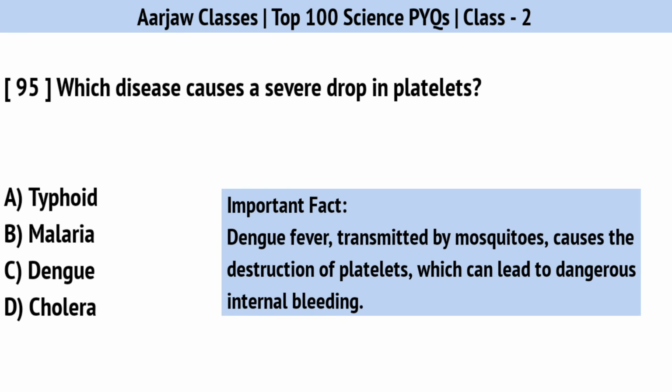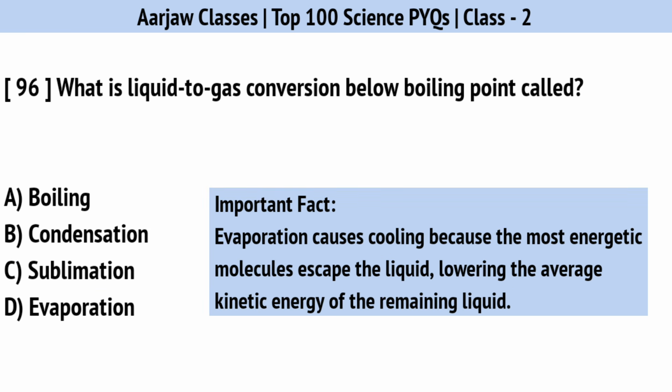Which disease causes a severe drop in platelets? Right option is C. Dengue. What is liquid to gas conversion below boiling point called? Correct option is D. Evaporation.